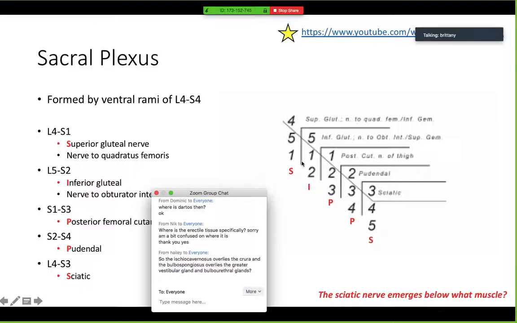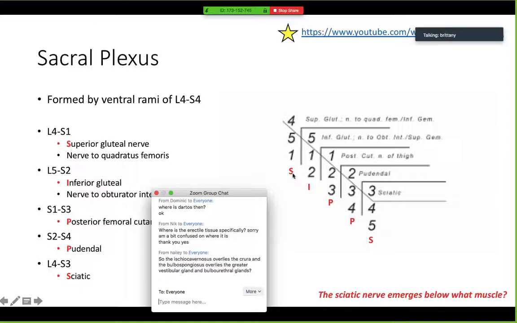Okay, and you're going to draw boxes. So you'll have a box like this, and so on. So what this is telling you is that nerve roots 4, 5, and 1, or L4 to S1, are contributing to the formation of the superior gluteal nerve. Nerve roots L5 to S2 are forming the inferior gluteal nerve, as well as nerve to obturator internus, and innervating the superior gemellus. Okay, so this is how you read it. And the reason you draw a line this way is because L4 to S3 is forming the sciatic nerve.